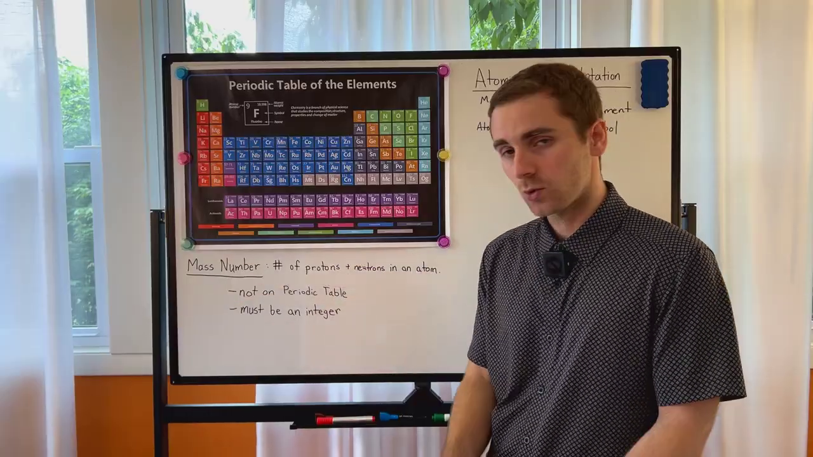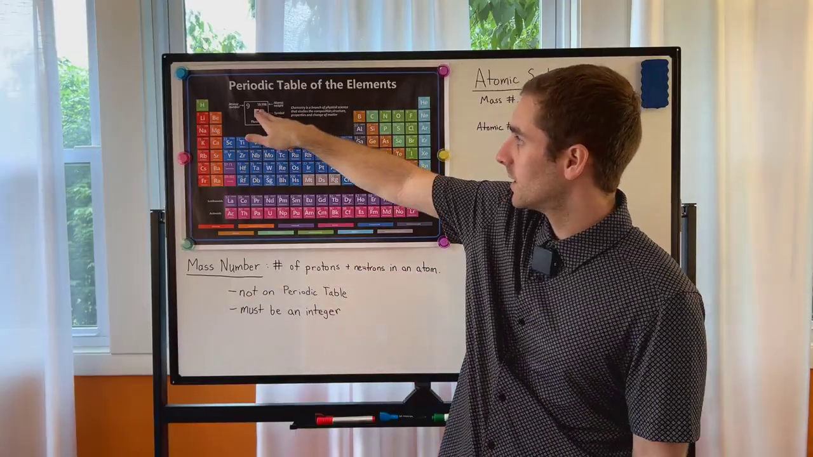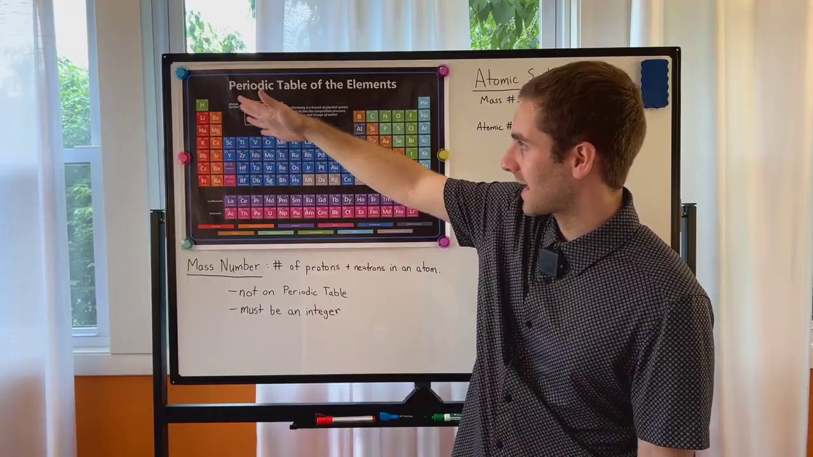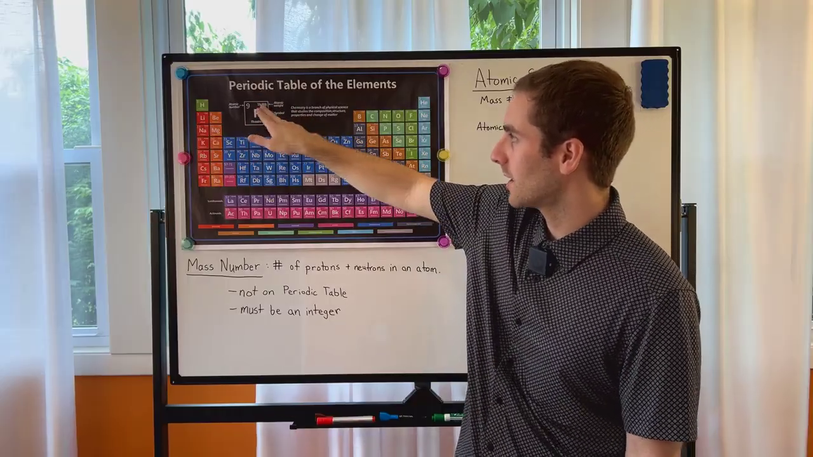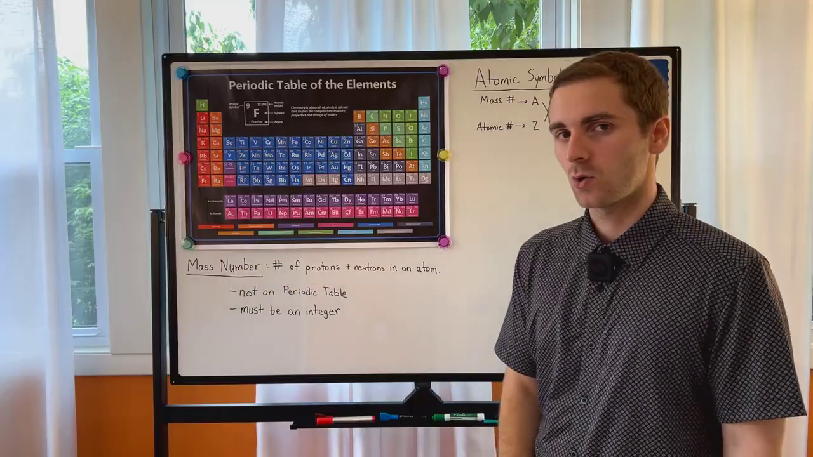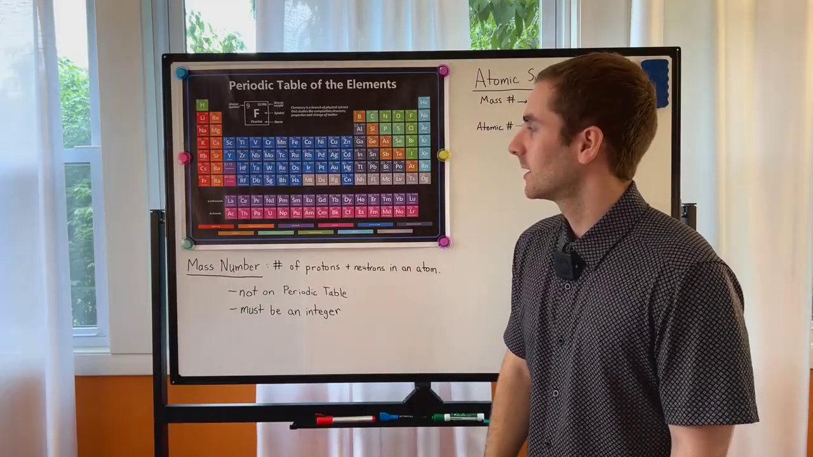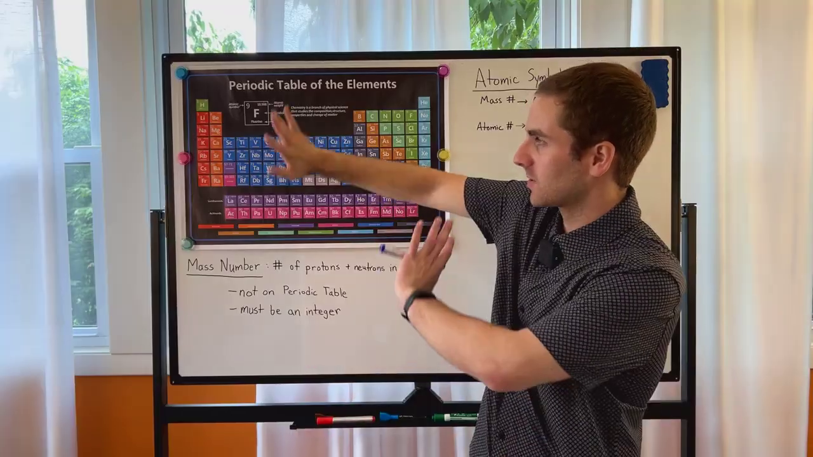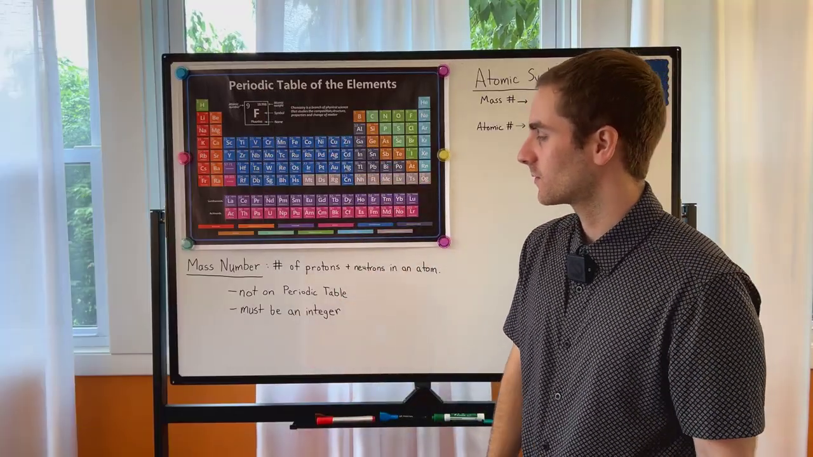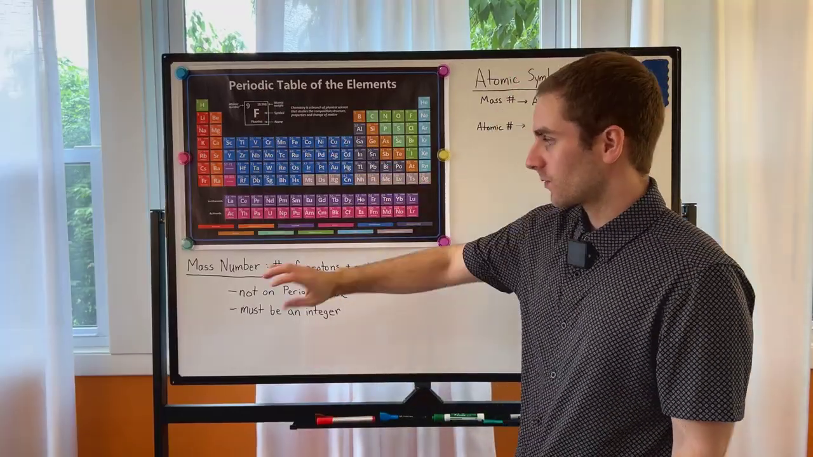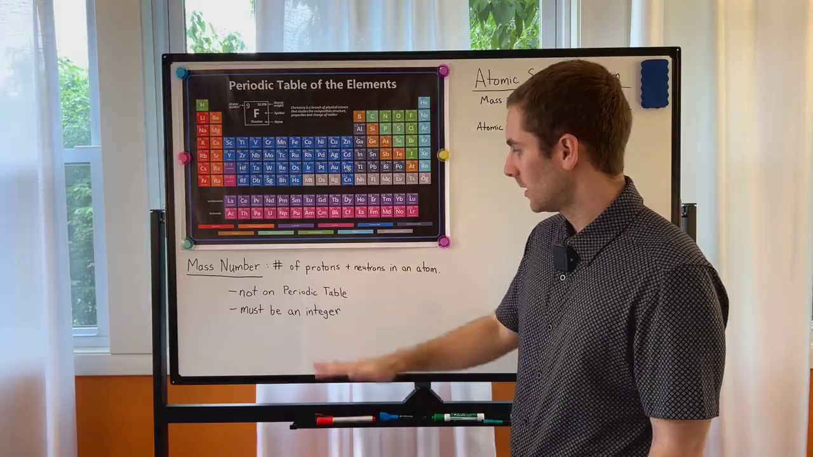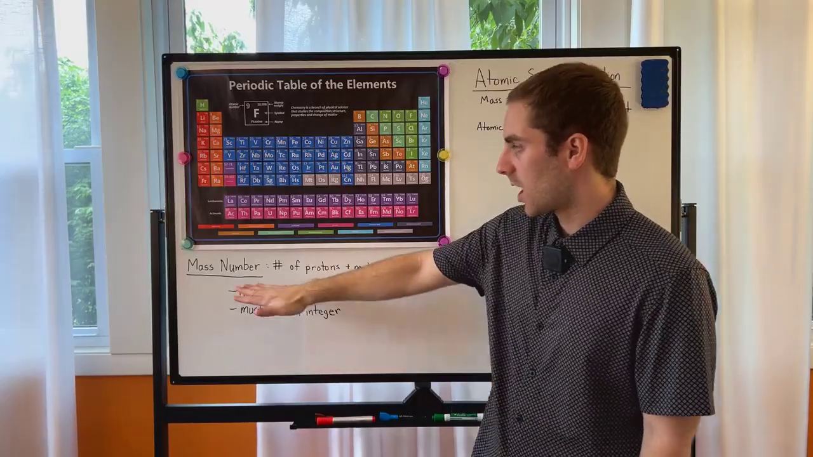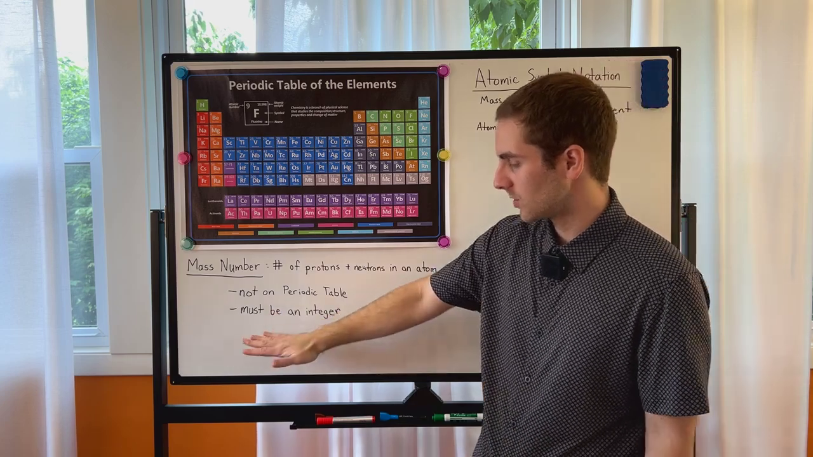So the mass number will always be an integer, whereas this number, whatever you want to call it, the atomic mass, average atomic mass, atomic weight, is typically not a whole number. It's more of an average, which is why I like to call it average atomic mass, but I'll save that for a future video. So for right now, we're focusing on mass number: protons plus neutrons in an atom, not on the periodic table, and will always be an integer.